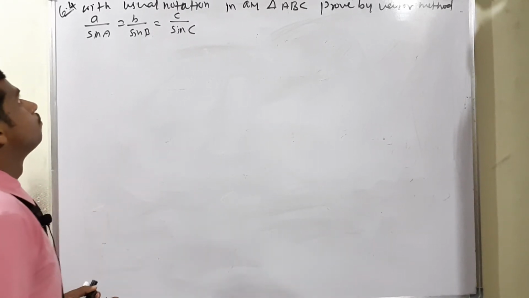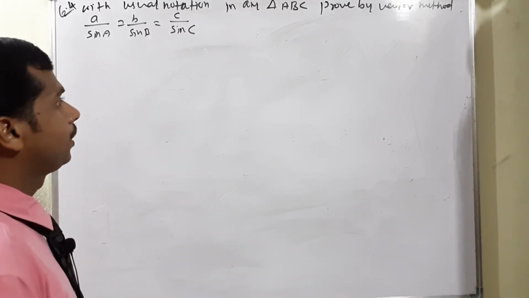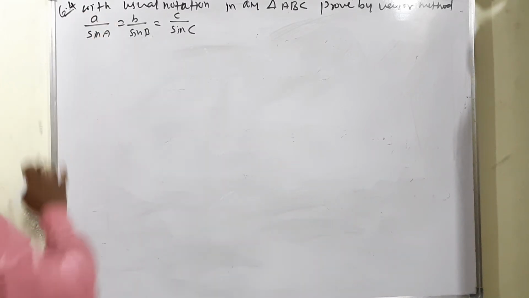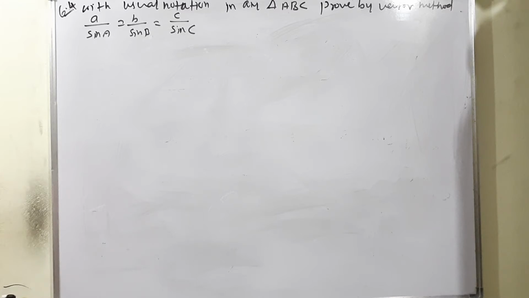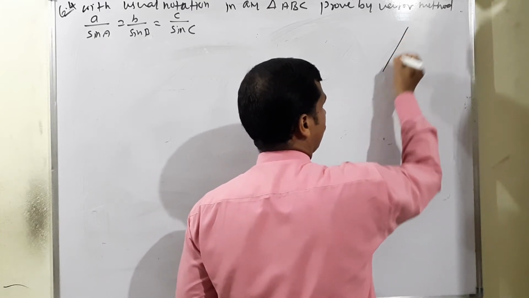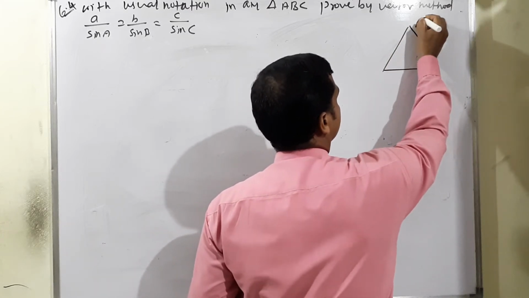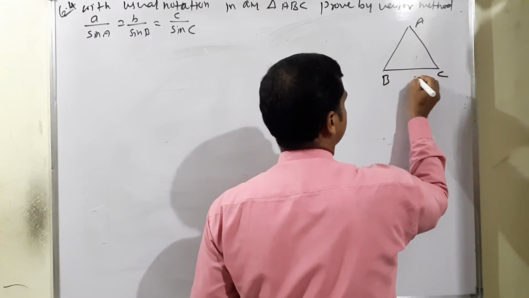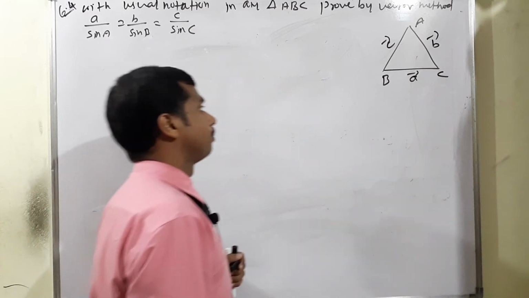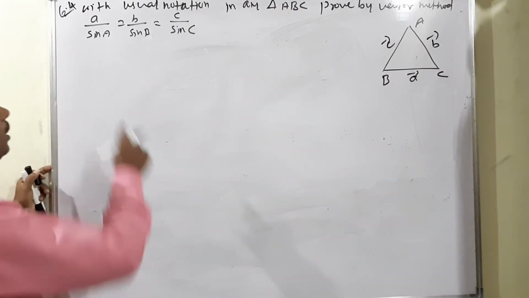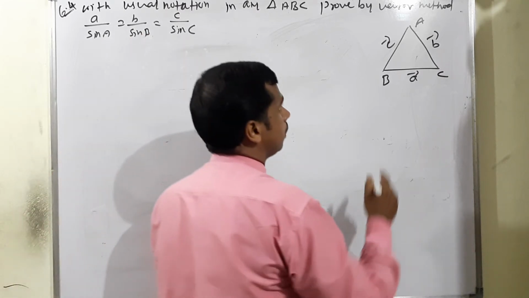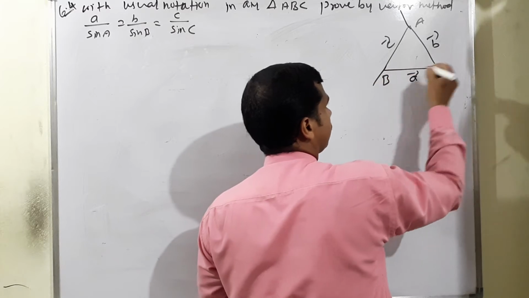Example 6.4. Question: with the usual notation, in any triangle ABC, prove by vector method that a by sin A is equal to b by sin B is equal to c by sin C. I would like to draw a triangle A, B and C. This is called a vector, b vector, c vector. So look at there, we need angle of A, angle of B, and angle of C also. So just extend each and every side exterior.